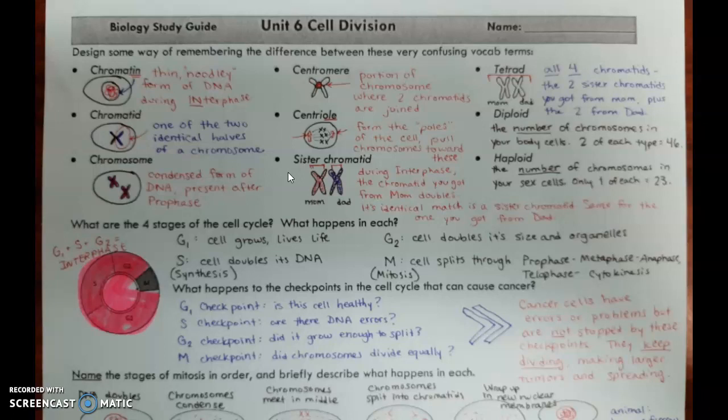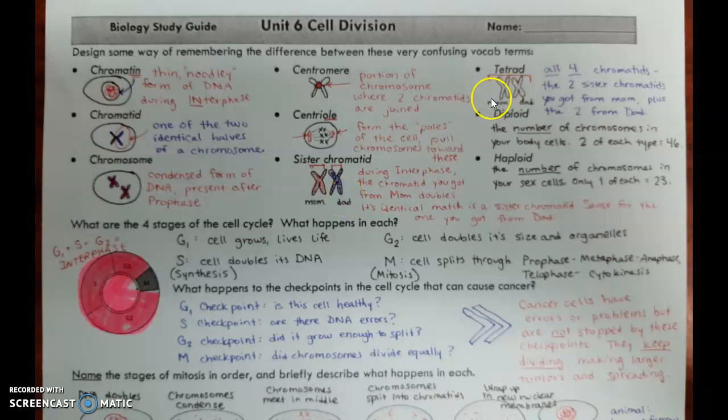Sister chromatids are identical copies. So you got one chromatid here from mom and one blue chromatid from dad. During interphase, each of those doubles. So now you have two identical chromatids from mom. We call those sister chromatids. You also have two identical chromatids from dad, sister chromatids.